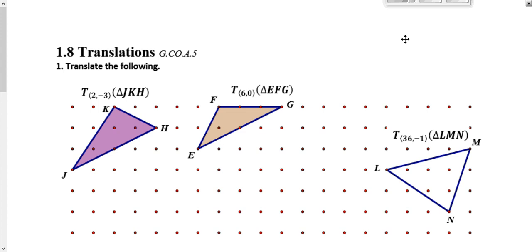So, translations. That notation, capital T with the subscript, what do we call that? The vector, okay? Which means wherever we start, we're not starting at the origin, it's not an ordered pair. It means wherever we start with a point, we move it which way? I would say over to the right two, and then down three.